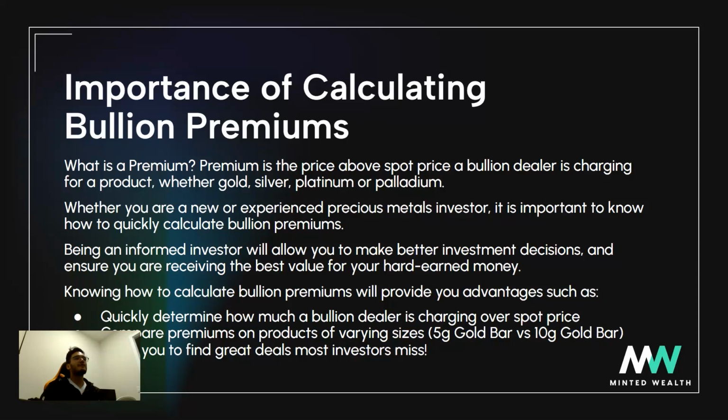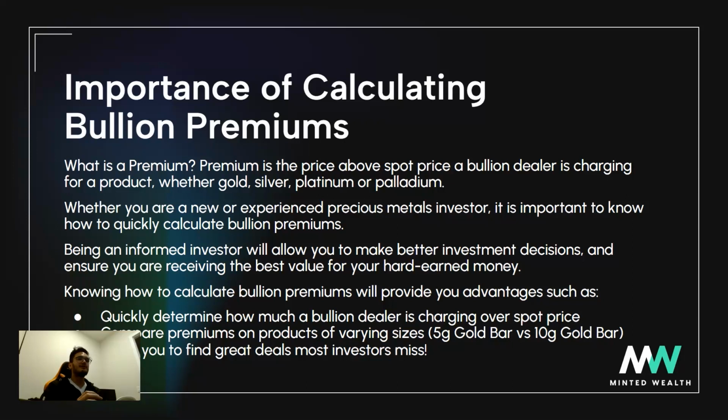So what is a premium? A premium is the price above spot a bullion dealer is charging for a product, whether that's gold, silver, platinum, or palladium. And whether you're a new or experienced precious metal investor, it's important to know how to calculate bullion premiums because it's going to allow you to quickly determine how much a dealer is charging above spot price and really how much spot needs to move upwards before you break even.